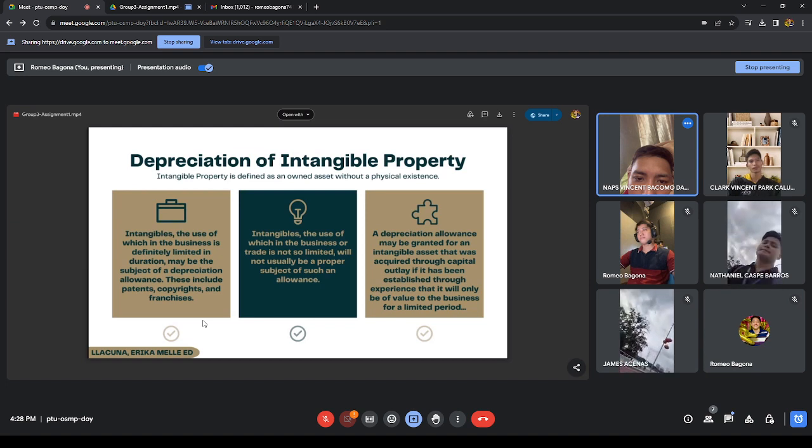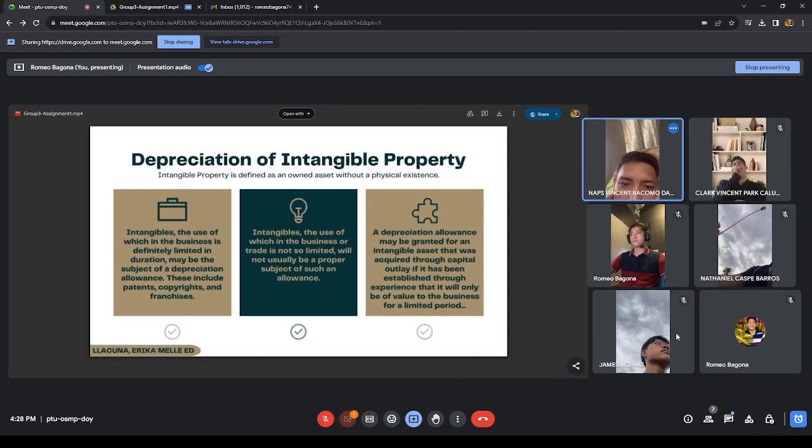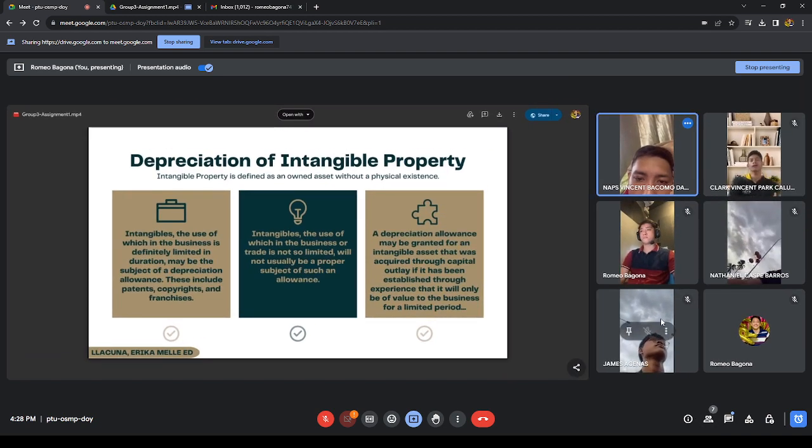Second, intangibles, the use of which in the business or trade is not so limited, will not usually be a proper subject of such an allowance. Third, a depreciation allowance may be granted for an intangible asset that was acquired through capital outlay if it has been established through experience that it will only be of value to the business for a limited period, the length of which can be estimated from experience with reasonable certainty, provided that the facts are fully demonstrated in the return or prior thereto to the satisfaction of the Commissioner of Internal Revenue.